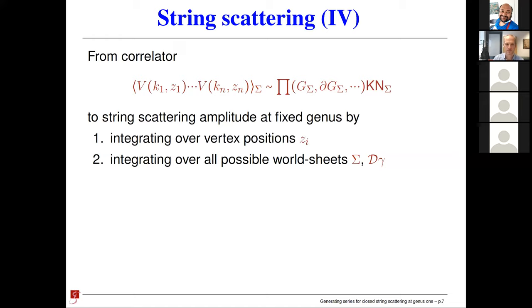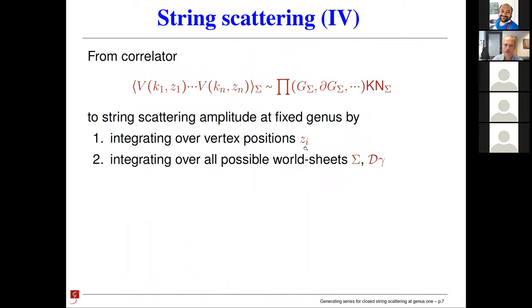So this is something that depends on where you put this vertex operator, or the string state, on the string world sheet. To get the scattering amplitude, because of diffeomorphism invariance, you have to integrate over these positions. So this thing here is a function of the z_i's, and you have to integrate over the position z_i, because from the geometric point of view of the world sheet, it doesn't really matter where you insert a string state.